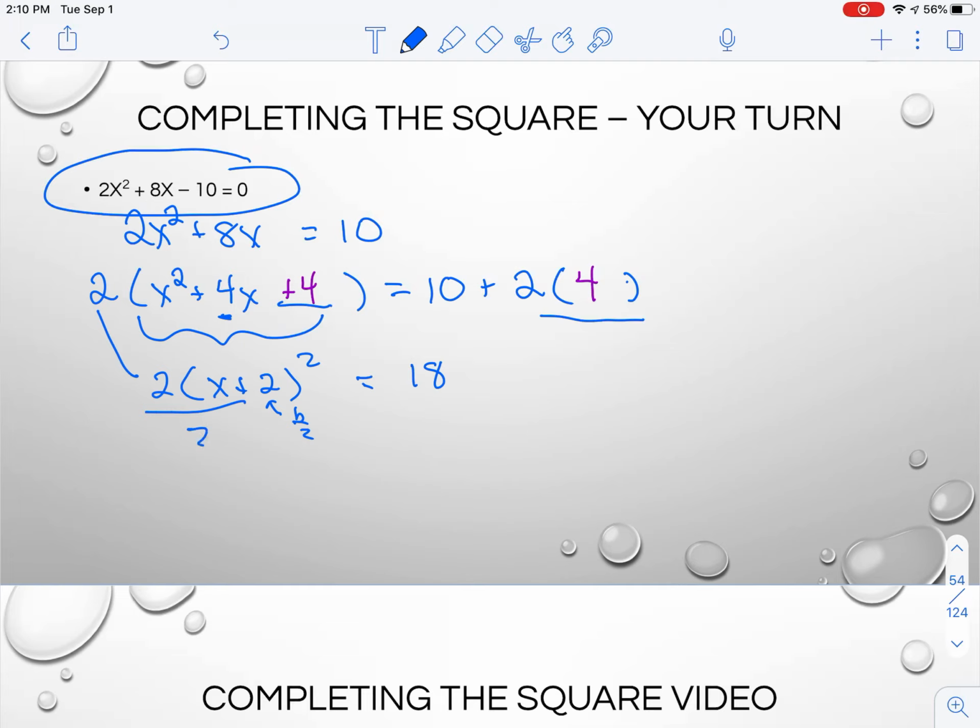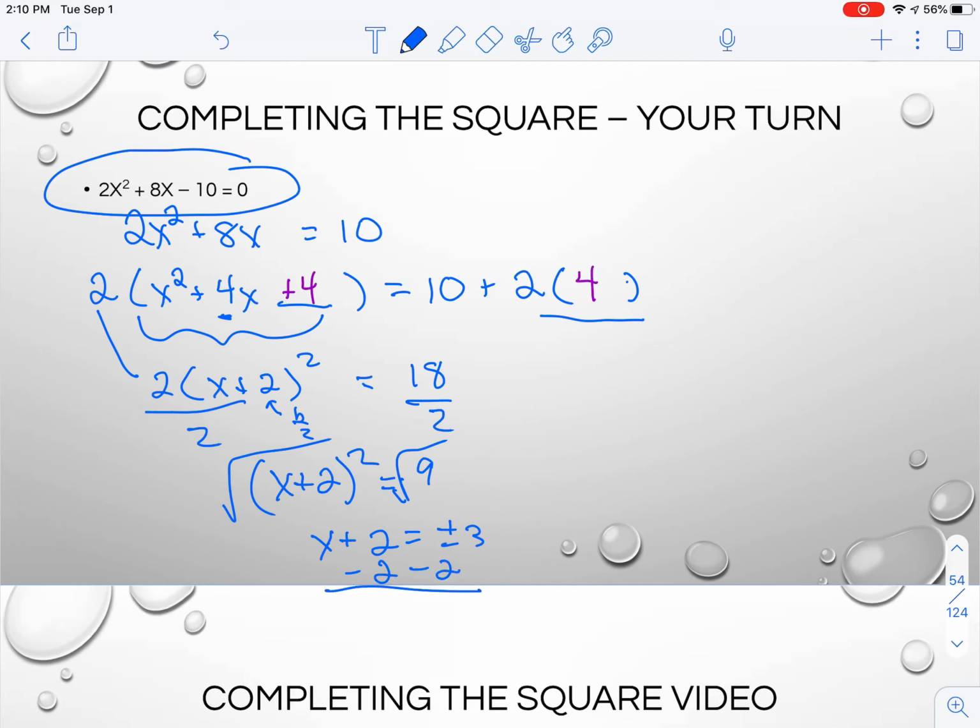So divide both sides by 2. Square root of both sides. So x plus 2 equals plus or minus 3. Subtract 2. X equals negative 2 plus or minus 3. And then we can split that. Negative 2 plus 3 is 1. Negative 2 minus 3 is negative 5.